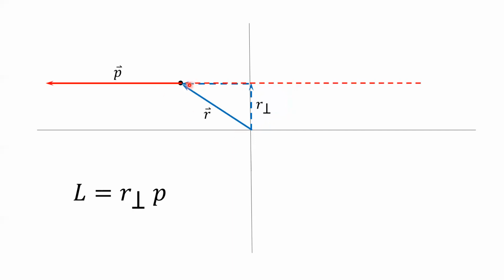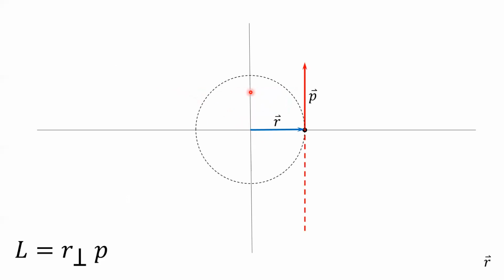A moment later, it's even farther to the left, still moving at the same speed. The position vector has changed yet again, but r perp has not. Again, same angular momentum, r perp p.